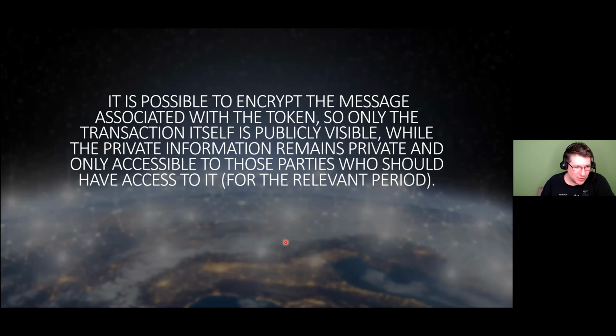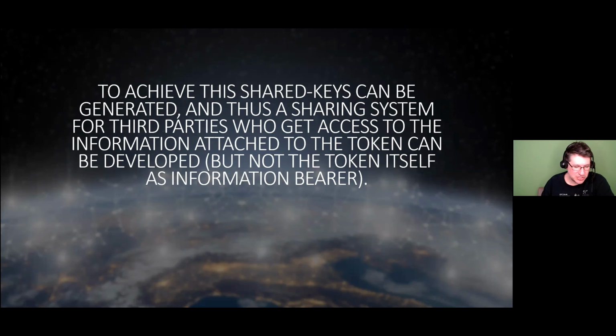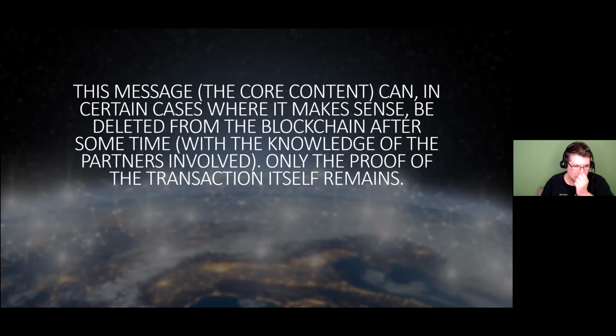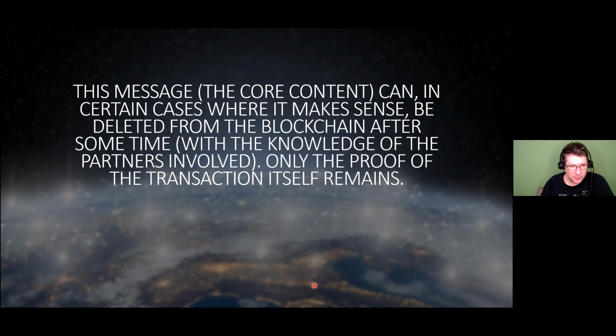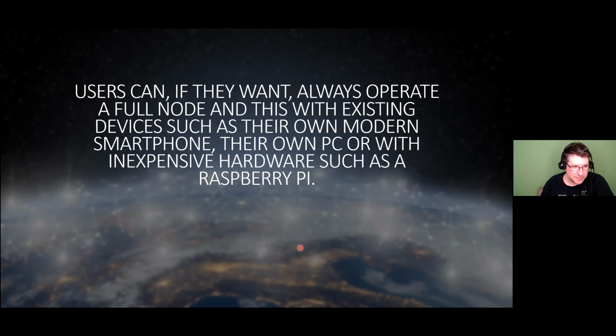So while on the one hand we have the history of transaction public, we want private information to stay private, and this you can achieve with a shared key system, as I demonstrated before. And also that at a certain point of time you can make sure that the nodes do not need to process all the data anymore, but only the proof of the initial transaction itself remains, but not the private data. This is to prevent the blockchain bloat.